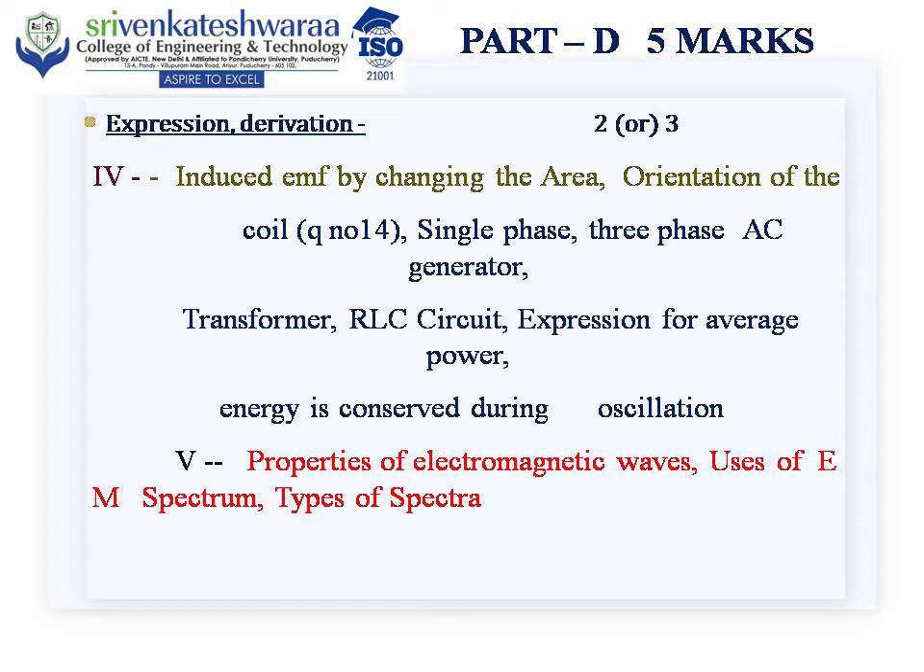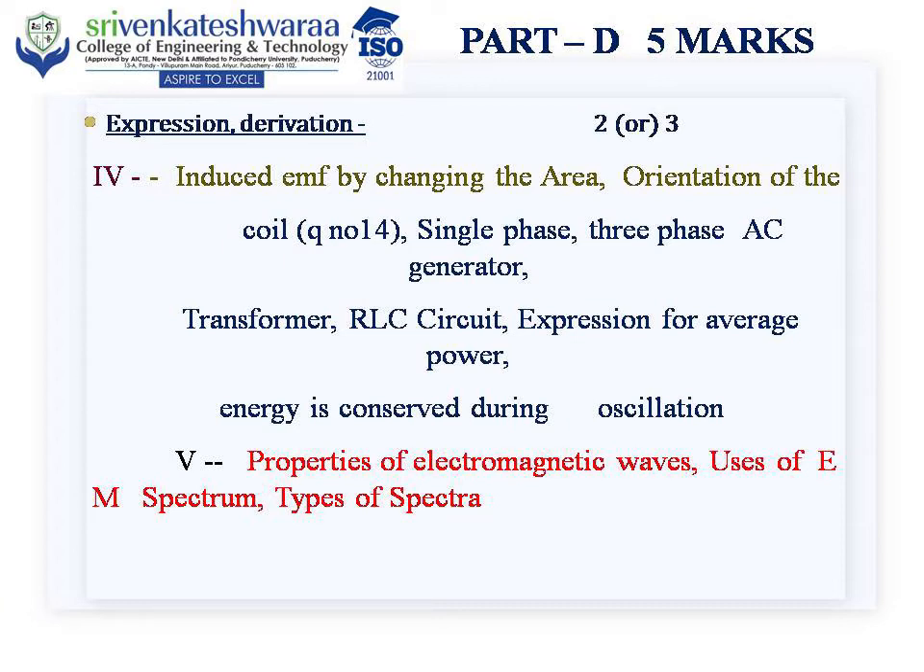Okay, and then the fifth unit, that is electromagnetic waves. In that, you have to concentrate on the important questions: properties of electromagnetic waves, uses of the electromagnetic spectrum, and types of spectra. Okay, these are all from volume 1.